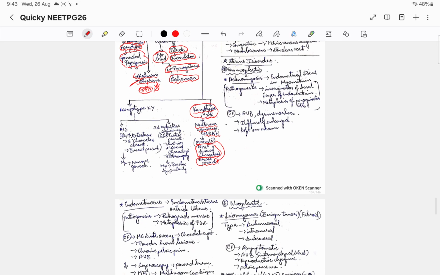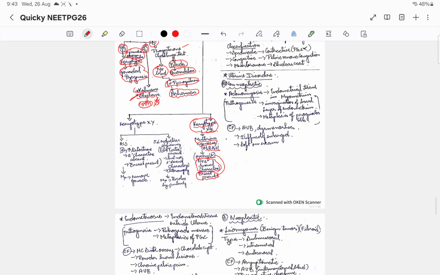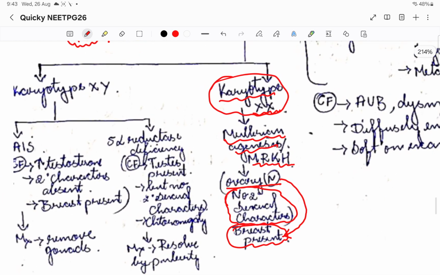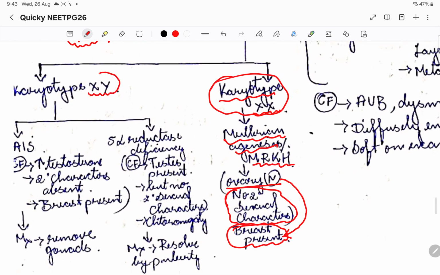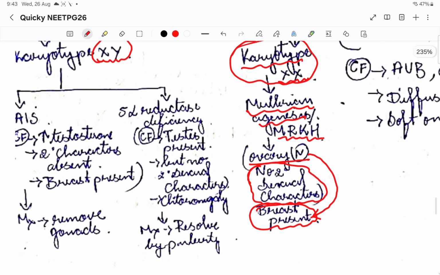Now suppose there is no uterus and we do a karyotype. I found out that the karyotype is XY, but the parents have brought up the child as a female. So why did this happen? Why did they think that this particular patient is female, when the karyotype is telling XY? The thing is, there are two different syndromes: one is androgen insensitivity syndrome and another is 5 alpha reductase deficiency.